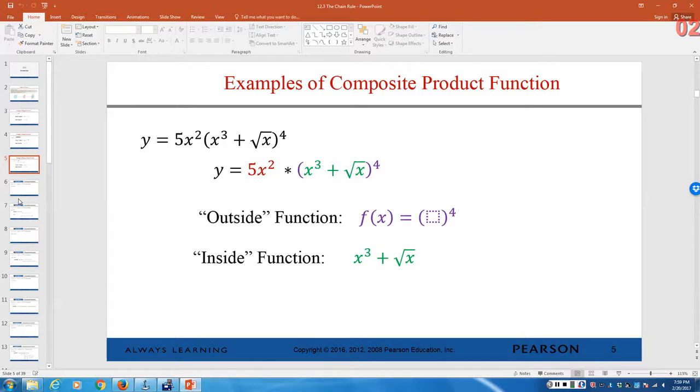This is another composite function. The 5x squared isn't composite, it's just part of a product. But the second factor of the product is a composite function, because the outside part of it is a power of 4, and the inside of that power of 4 is x cubed plus the square root of x.